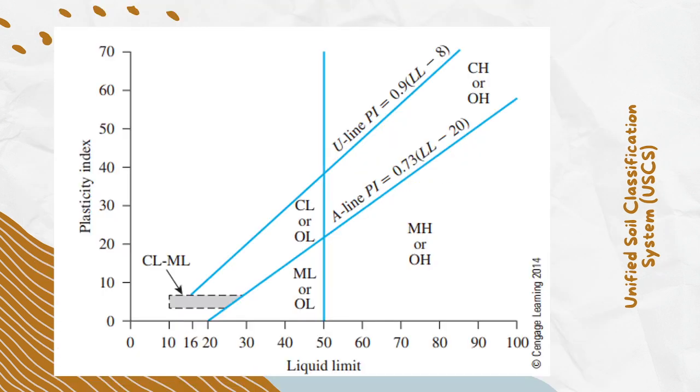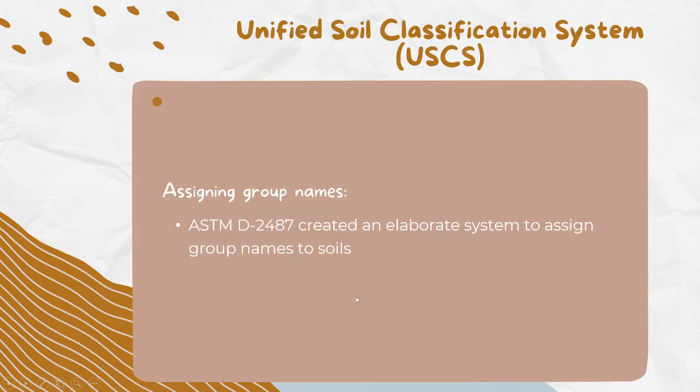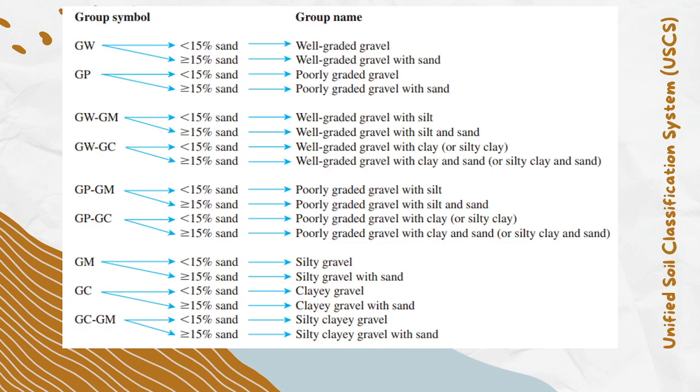Another useful material is the plasticity chart. You will plot the plasticity index on the y-axis and the liquid limit on the x-axis. And in assigning group names, the ASTM created an elaborate system to assign group names to soils. So we use this table.